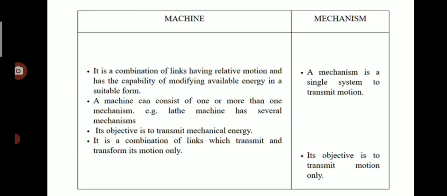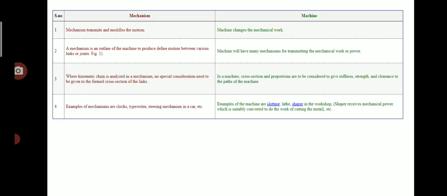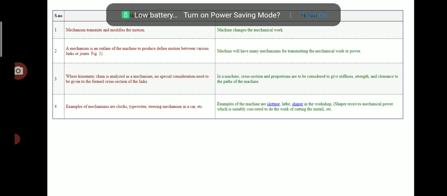So this is the difference between machine and mechanism. A mechanism is a single system to transmit motion, and its objective is to transmit motion only. While a machine is a combination of links having relative motion and has the capability of modifying available energy into a suitable form. Its objective is to transmit mechanical energy. So what is the objective of a mechanism? To transmit the motion, while the objective of a machine is to transmit mechanical energy. A mechanism transmits and modifies the motion while a machine changes the mechanical work. So these are also some of the points of differentiation.